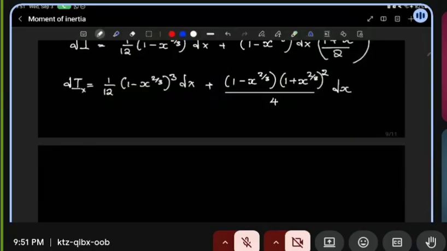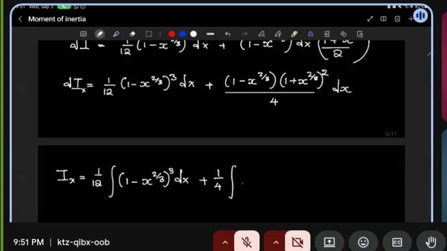So the one that you're looking for, which is I, will be obtained by performing an integration here. Ix, when you integrate everywhere, this will be 1 over 12, the integral of 1 minus x 2 over 3 to the power 3 dx plus 1 over 4 here, the integral of 1 minus x to the power 2 over 3, and then 1 plus x to the power 2 over 3 squared dx.